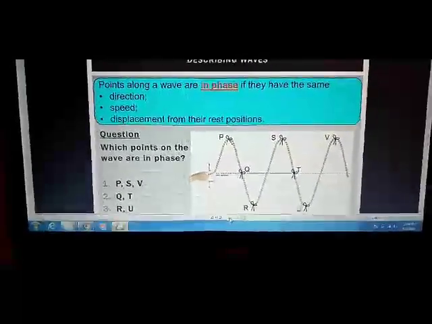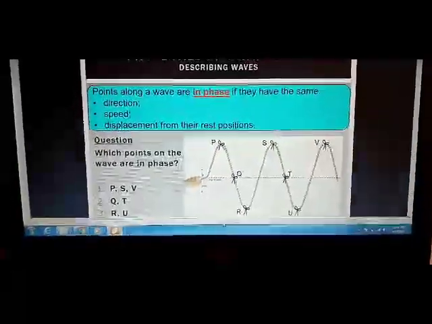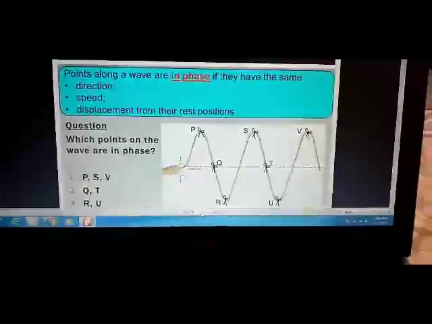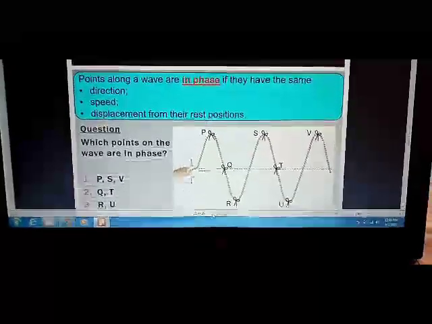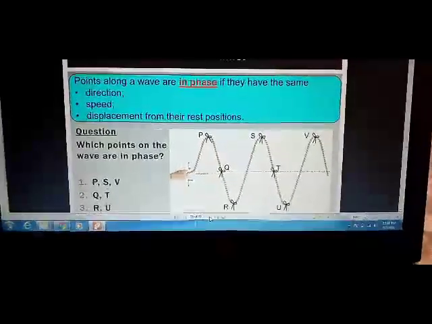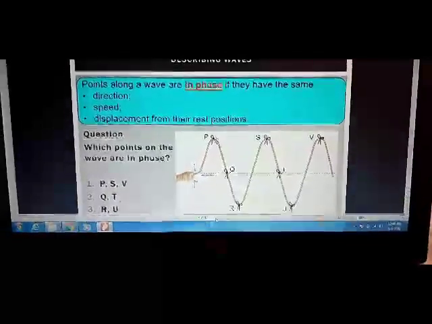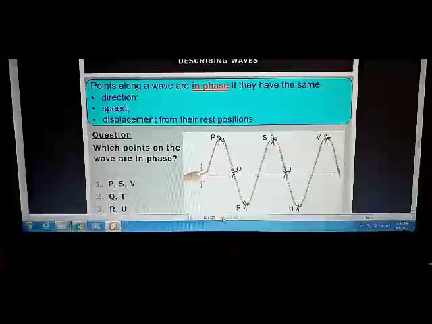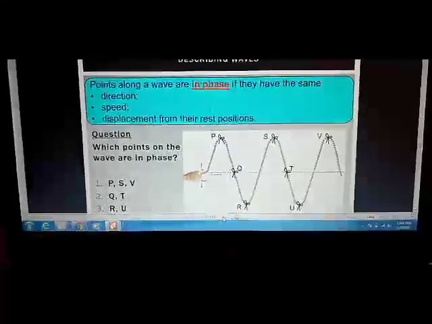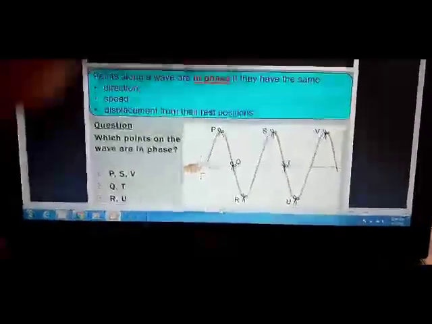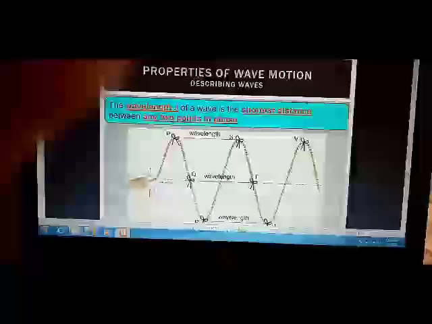Now let's discuss what is meant by points being in phase. The points along a wave are in phase if they have the same direction, same speed, and same displacement from the rest positions. As you can see from the diagram, P, S and V are all crest points. So they will move with the same speed, they have the same displacement, and they move in the same direction, so they are in phase. And R and U are in phase, and Q and T are in phase.